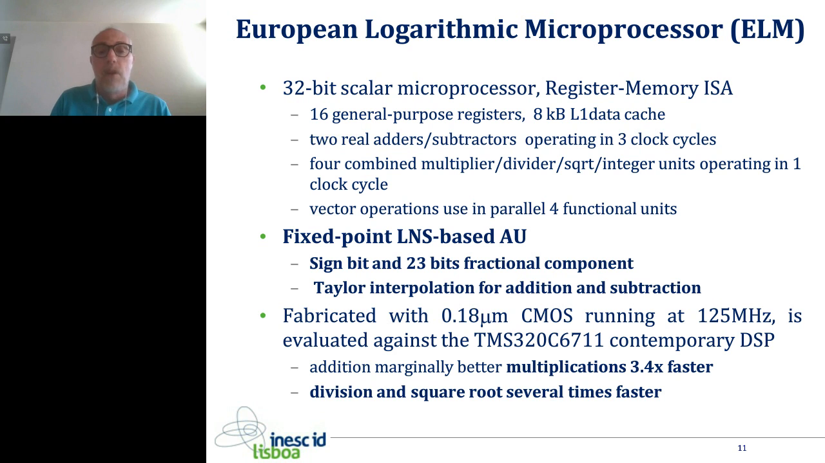And then we have 4 combined multiplier, divider, square root, and integer units that perform this type of operation, but just operate in 1 clock cycle. And you have vector operations, which can use 4 of these functional units in parallel. The fixed-point LNS-based arithmetic unit has a sign bit, 32 bits of fractional component, and an integer part with the remaining bits. They apply Taylor interpolation for addition and subtraction and have a particular type of co-transformation.